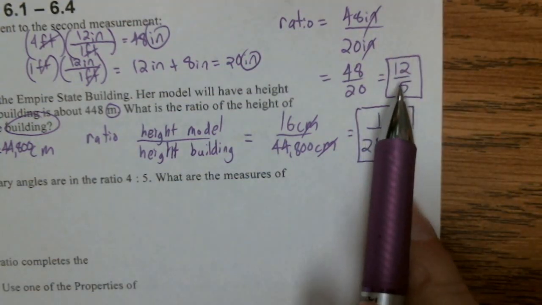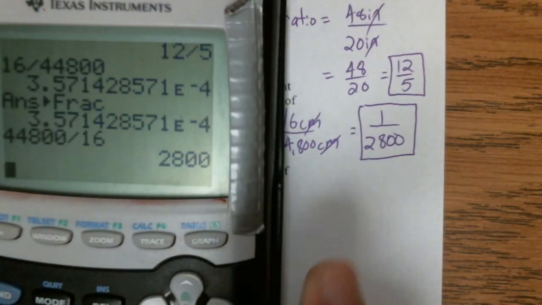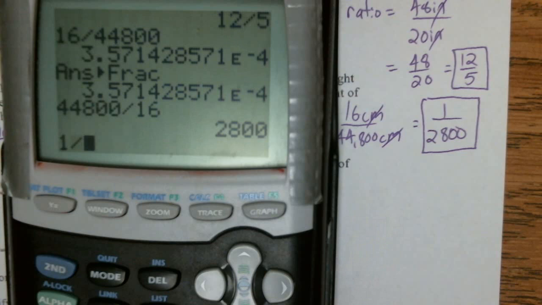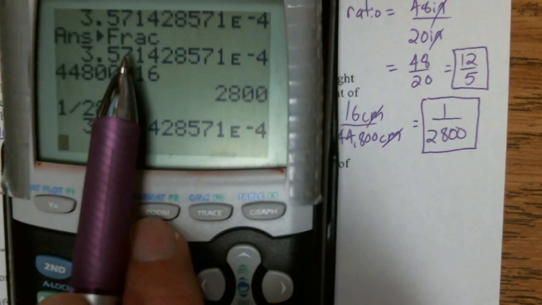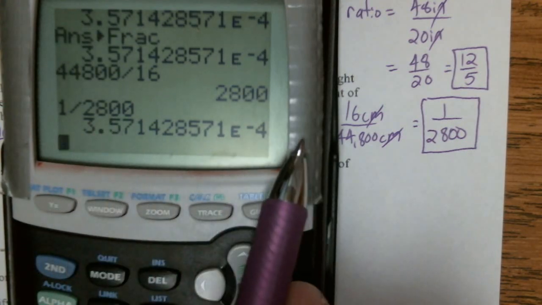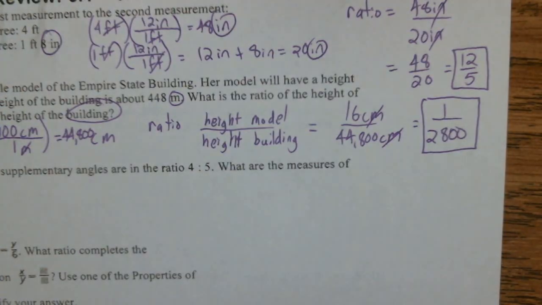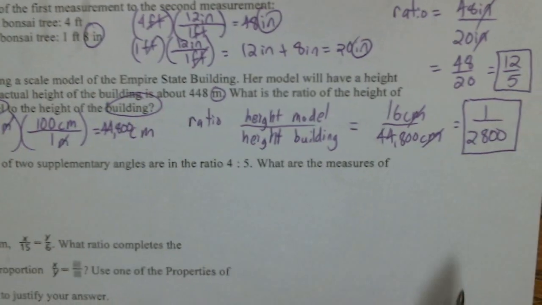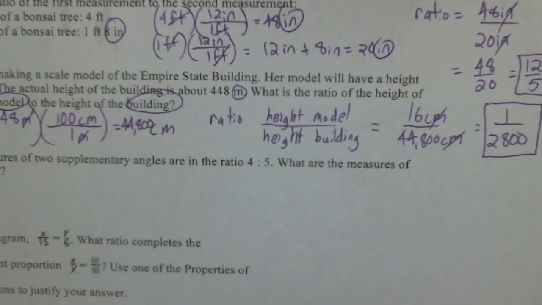But smaller fractions like that, you can just let your calculator do the work for you. And if you want to check that, I can just type in my calculator. You guys know I'm real big on checking. Let's divide 1 divided by 2,800. Oh look, guess what? We get that same small number, 3.57 times 10 to the negative 4th power. Okay, very, very small number. And I would expect that because we're talking about a model compared to the Empire State Building. I would expect a very, very small number.